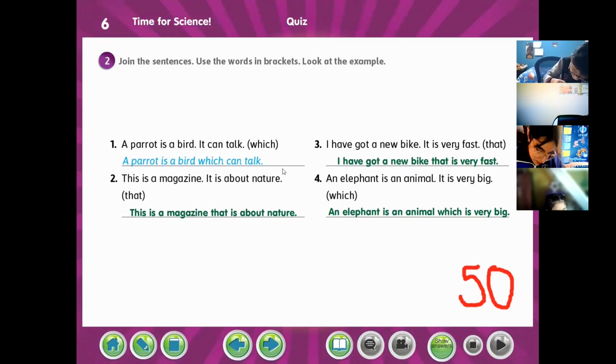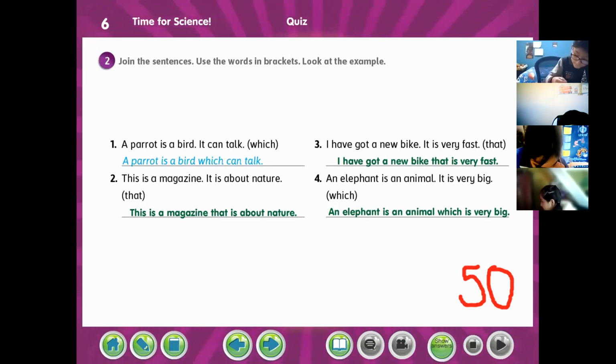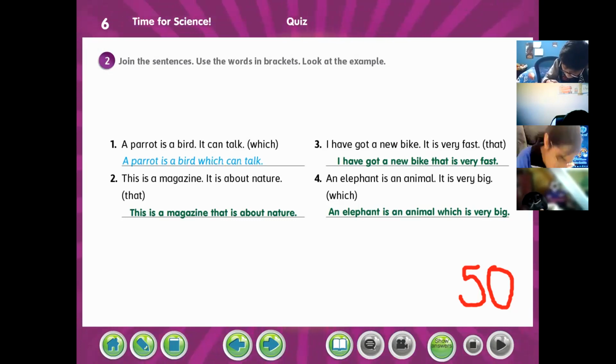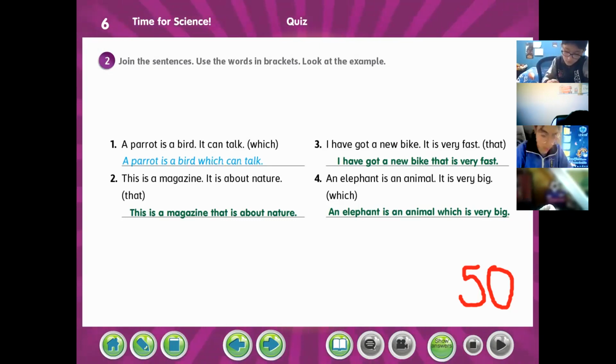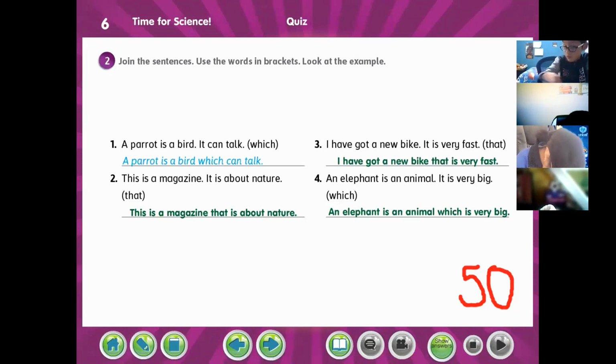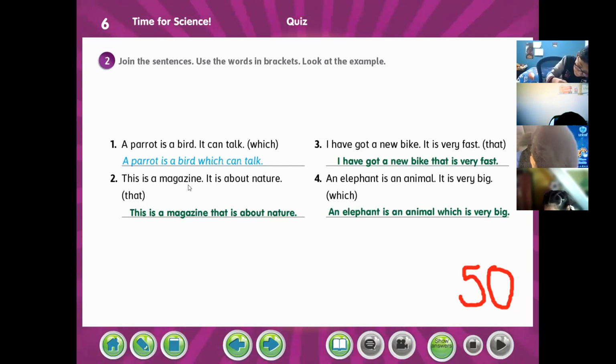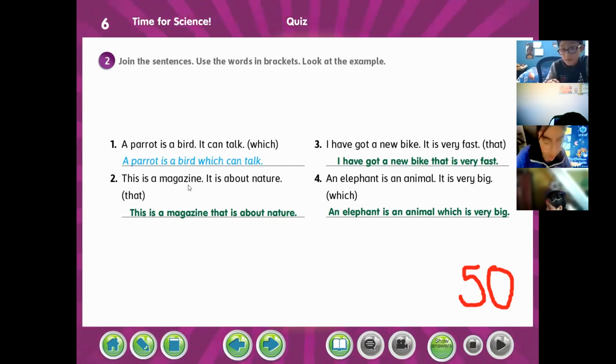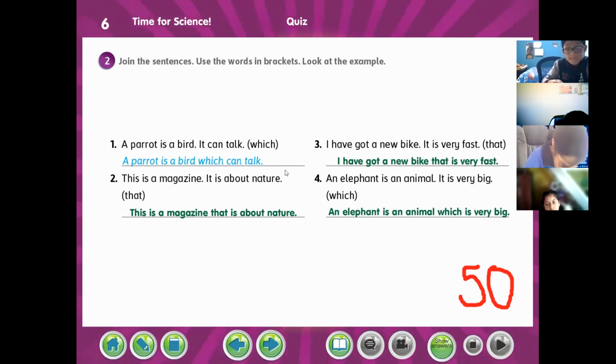Finish, please, this activity. Sebastian, did you finish? Yes, teacher. Thank you, boy. Ethan, did you finish? No, teacher. Not yet. Hurry up, please. Genesis, did you finish? Yes, teacher. Joaquín, did you finish? Yes?